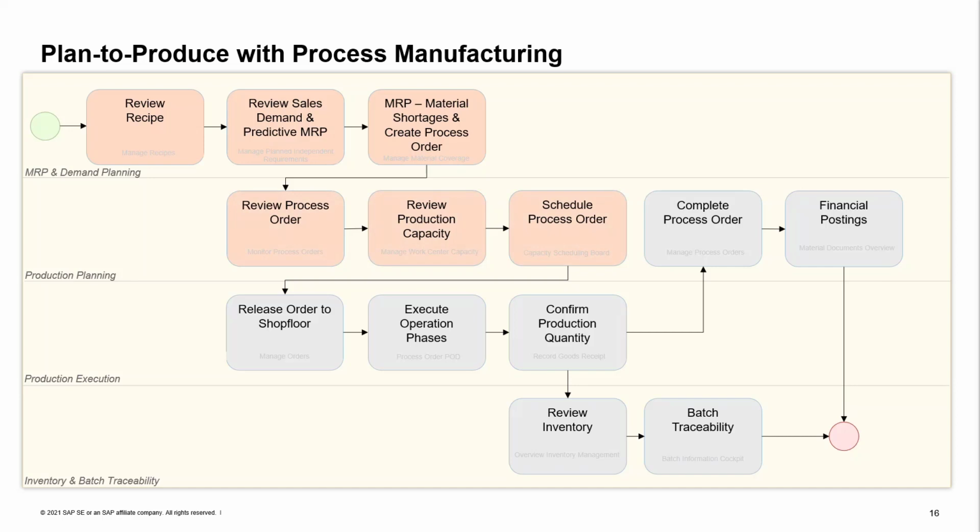Then, for production planning, we reviewed and generated the process order and its capacity impact, and scheduled it. And then from an execution perspective, we released the order to the shop floor, executed the production for each operational phase, and then confirmed the production batch. And then we looked at reviewing the process order and completing it and looking at its financial postings. And finally, we reviewed the inventory and did some batch traceability.